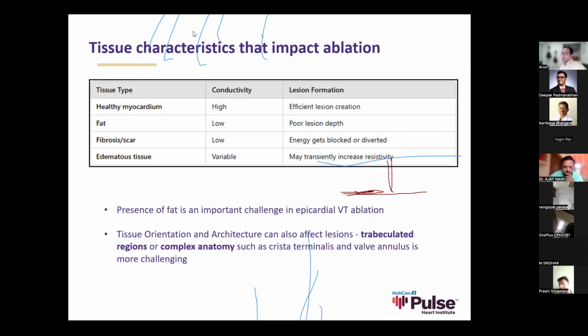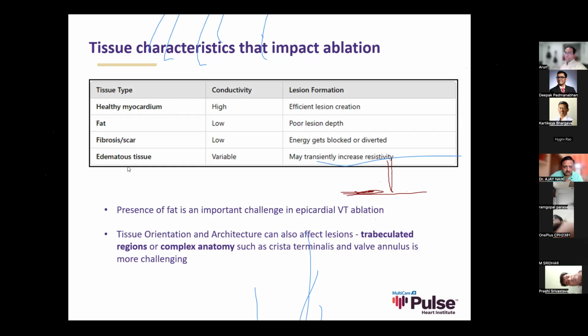So this is also important: tissue characteristics that impact ablation. Healthy myocardium has high conductivity, and it leads to a good lesion. When you have fat or fibrosis or scar, that leads to low conductivity and poor lesion depth, and energy can get blocked or diverted.